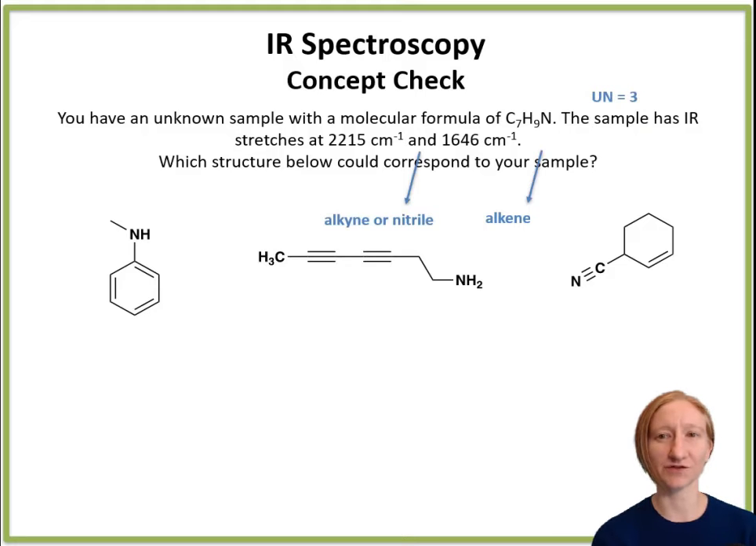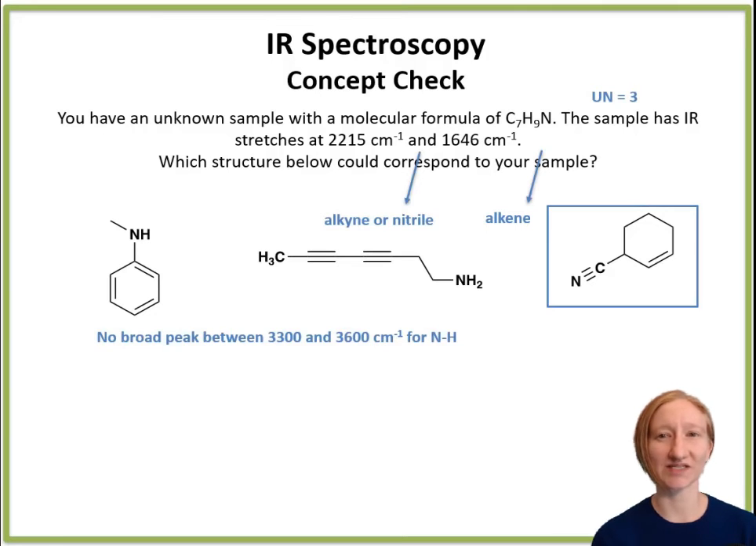And if you favored the first or second structures, you should note that these would both show NH stretches around 3300 to 3600, which is not present in the spectrum. So the third structure is our best choice, and it's the only choice that's consistent with all of the data given.